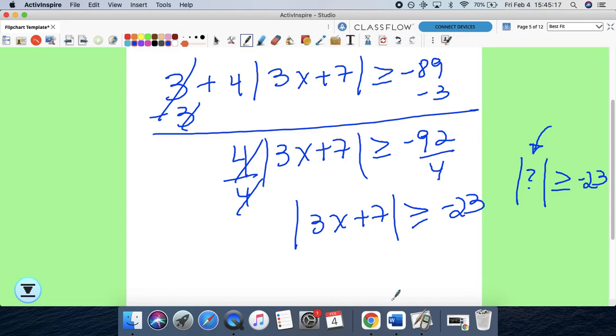So in this case, we're done. We don't even have to complete this because it doesn't matter what I put here for x, multiply it by 3 and add 7 and then take the absolute value. Whatever it is, it's going to be a positive number, or even 0, which is still greater than negative 23. So the answer to this is all real numbers. Every single number out there will make this true.